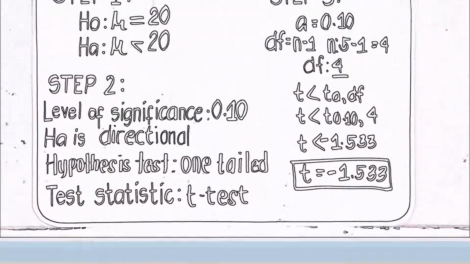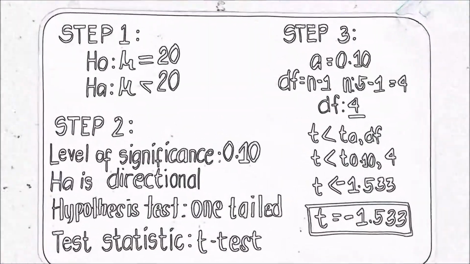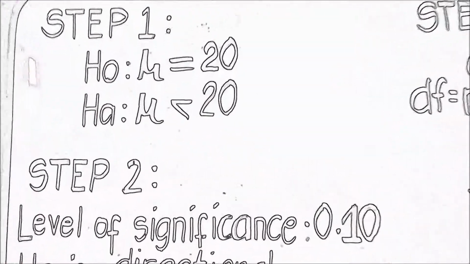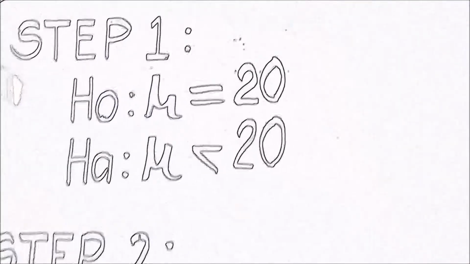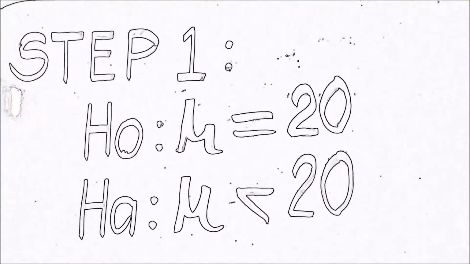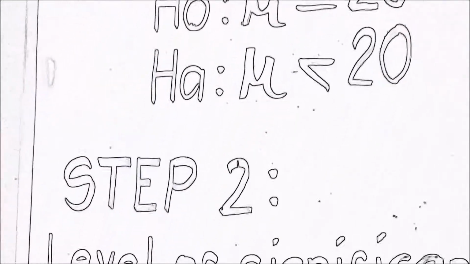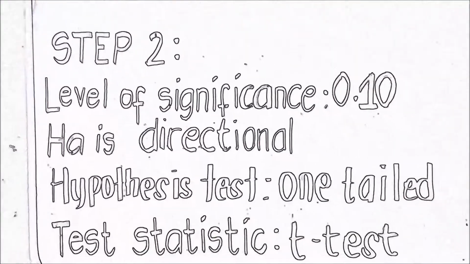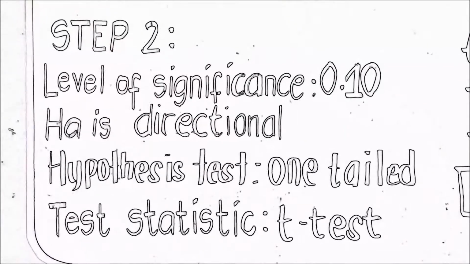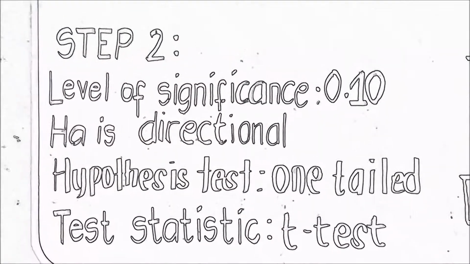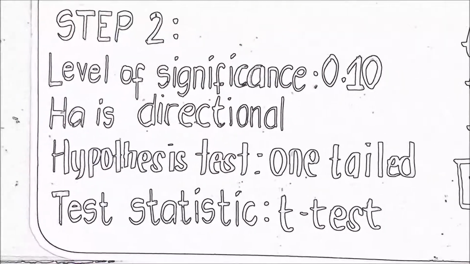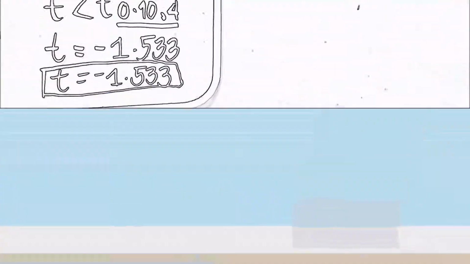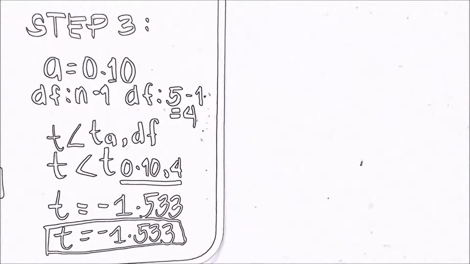In problem number 2, for step 1, we have a null hypothesis of a mean equal to 20 and an alternative hypothesis of a mean lesser than 20. In our step 2, the level of significance to be used is 0.10. Our HA is directional, our hypothesis test is one-tailed, and our test statistic is a t-test because n is lesser than 30.